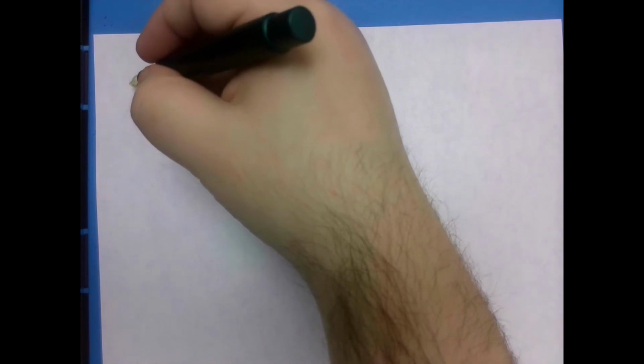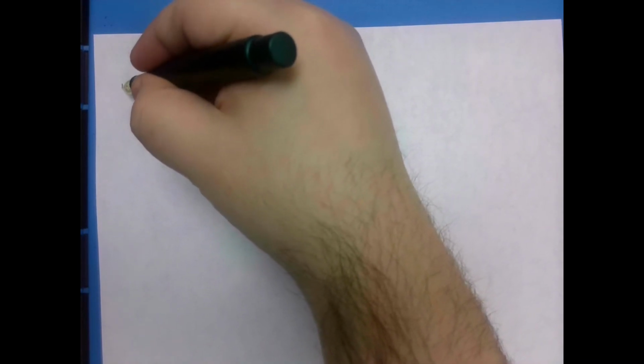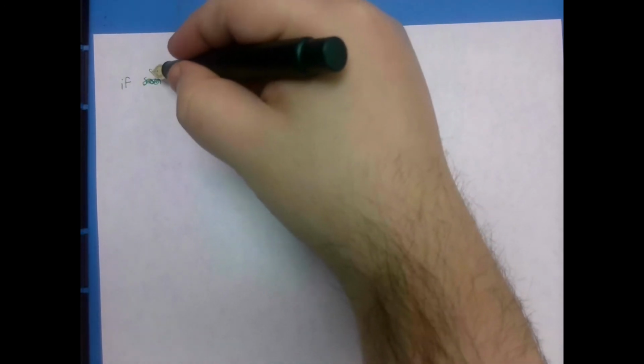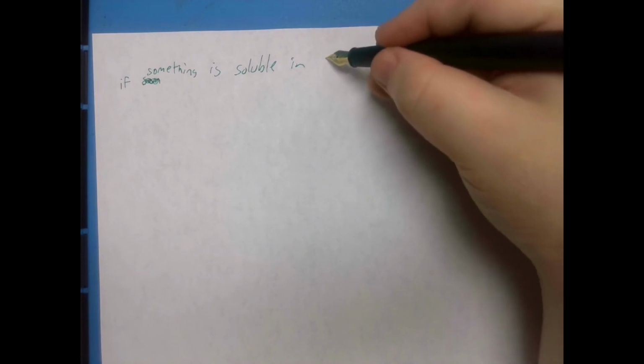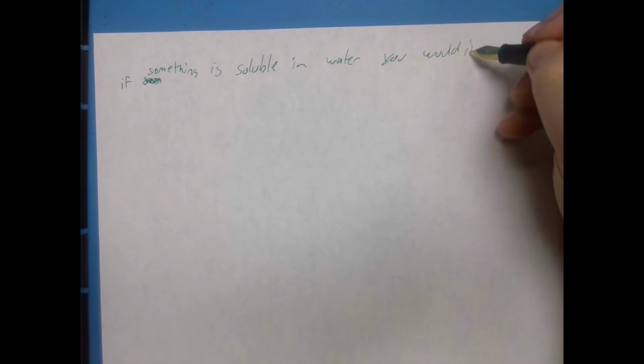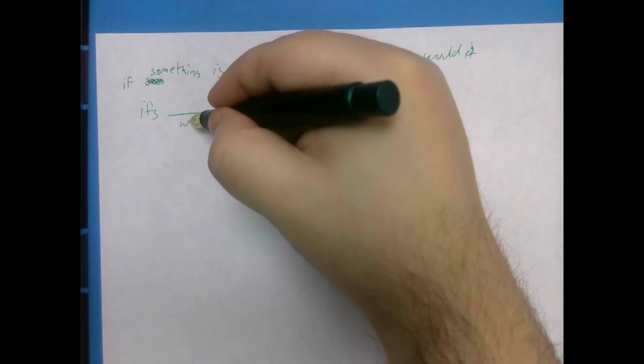Yes? Be quick. What is the correct word to say something is soluble in something else? If something is soluble in water, you would say it's what? It's soluble.